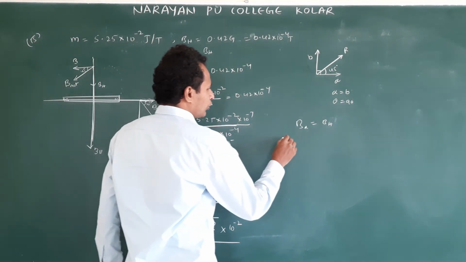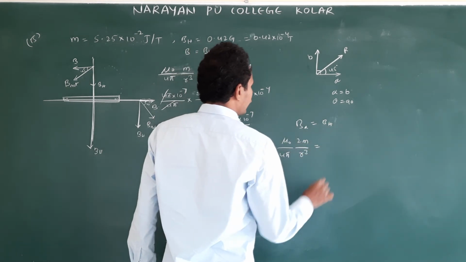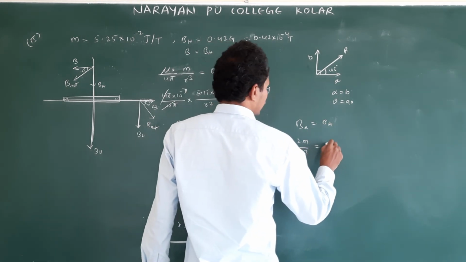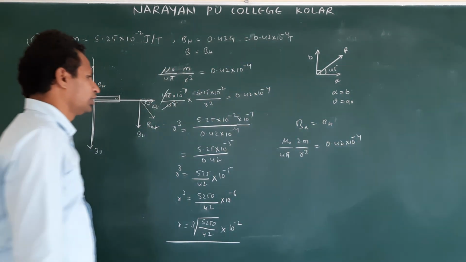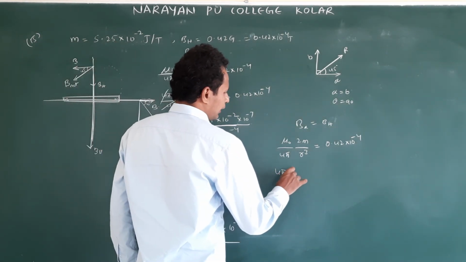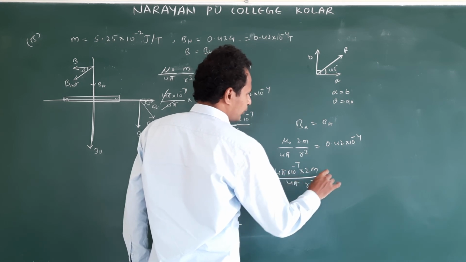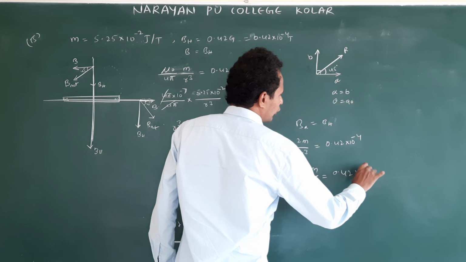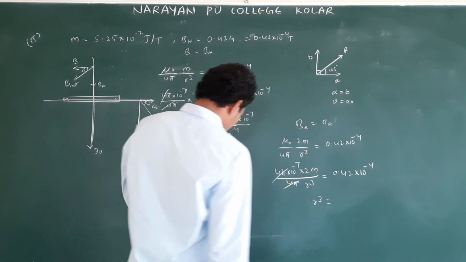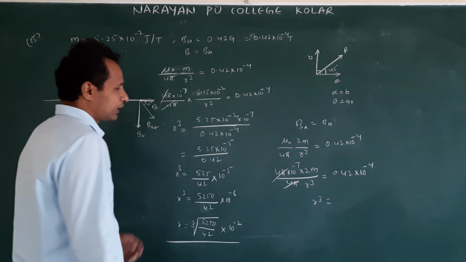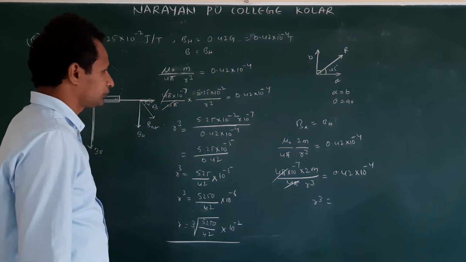Okay, now same. Mu naught by 4 pi, 2m by r cube is equal to 0.42 into 10 power minus 4. So 4 pi into 10 power minus 7 into 2m by 4 pi r cube is equal to 0.42 into 10 power minus 4. 4 pi, 4 pi cancel. Same, we will get an extra term. What is there here? We will get a 2 extra. Clear?